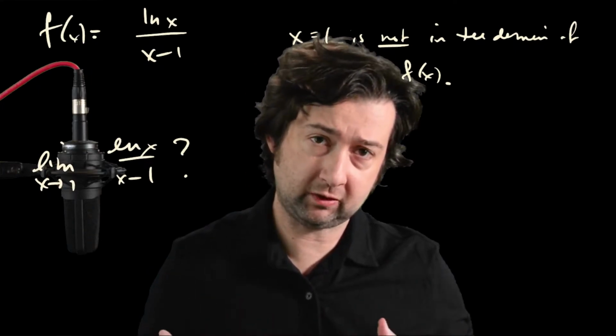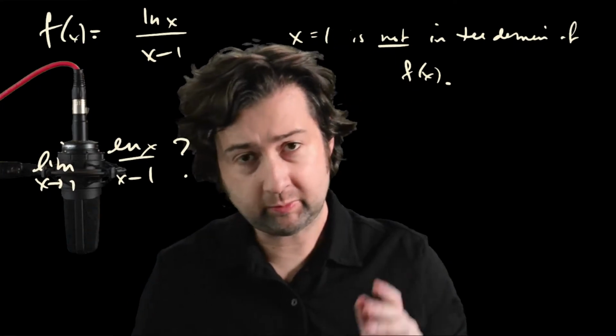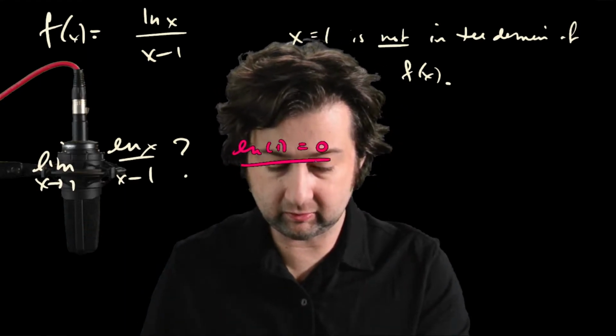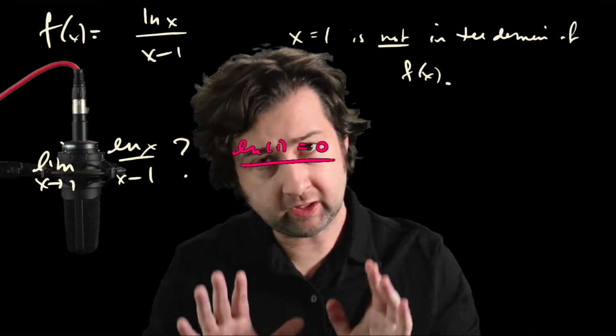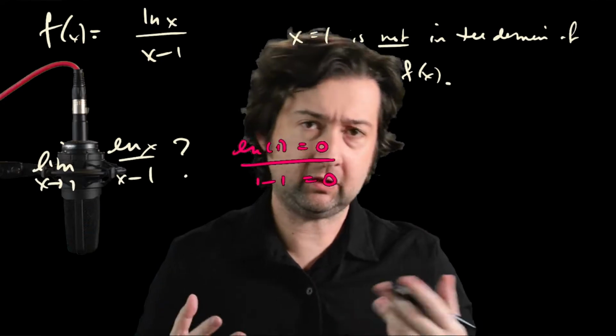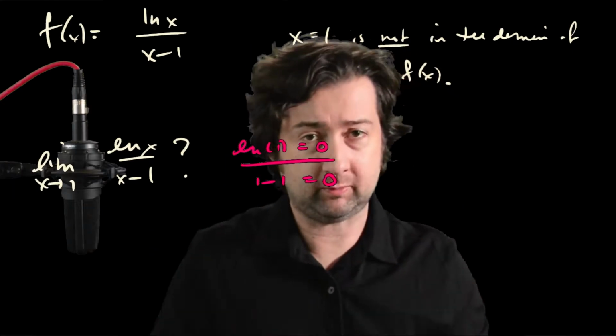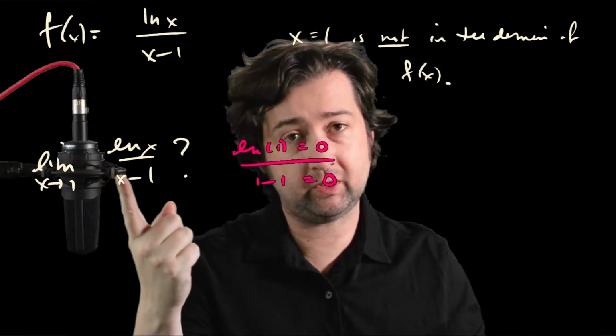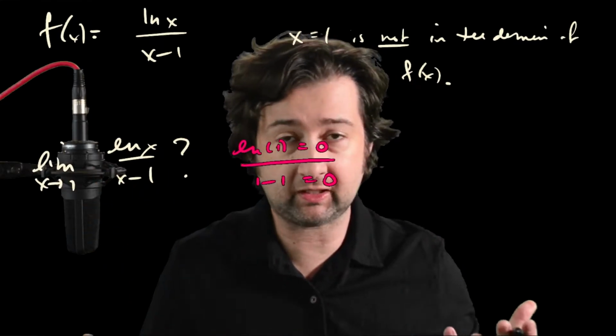We have the same problem here that we had before. If I plug 1 into the top, I get the natural log of 1, which is 0. If I plug 1 into the bottom, I get 1 minus 1, which is also 0. But 0 over 0 isn't a form I can say anything about. And this time, I can't factor the natural log in some way that an x minus 1 is going to fall out of it, and there's some kind of algebraic cancellation that happens.